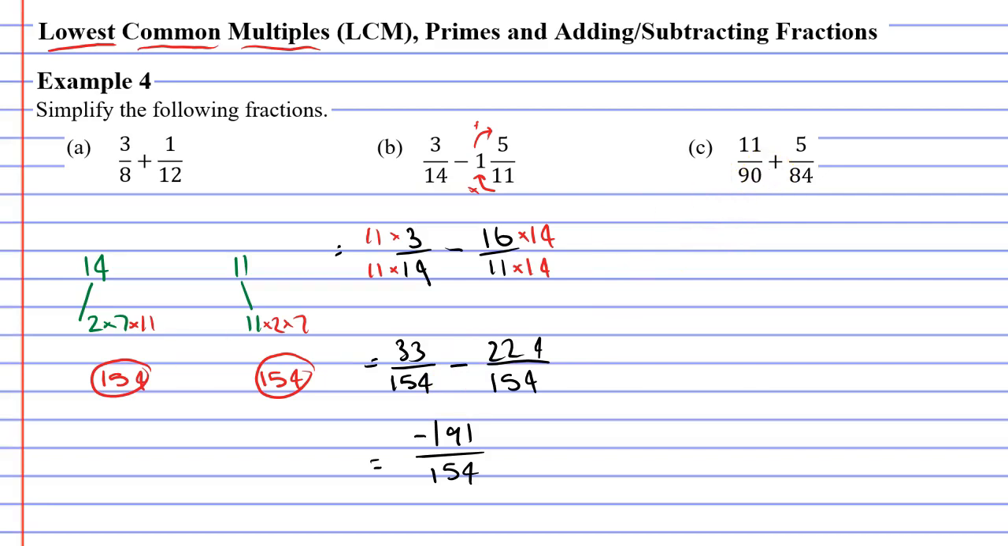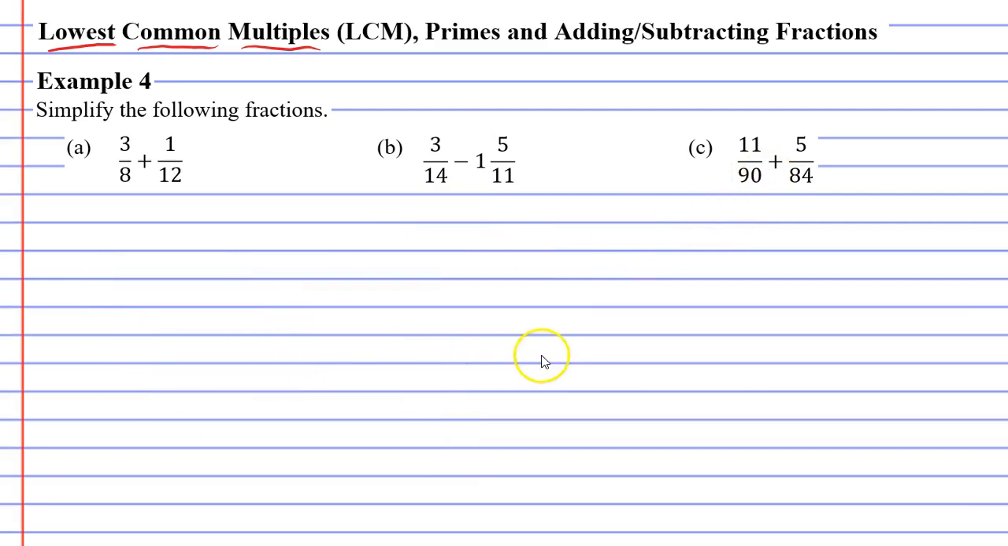Anyway, it's time to move on to question C. So we'll start with a blank slate again. So this time we're looking at the numbers 90 and 84, and we're looking for the lowest common multiple for both of these numbers. So what are the prime factors for 90?